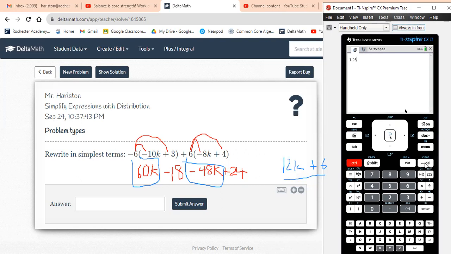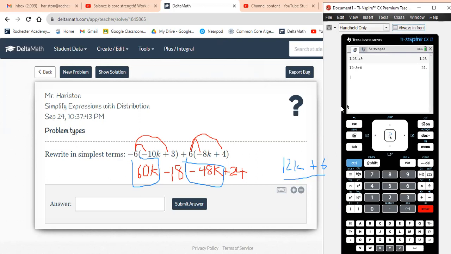So I press Control and then the variable key, and then I press K, press enter. Now, all I'm going to do is I'm going to key this in. So 12K plus 6, and I press enter. And I get 21. Now, all I need to do to make sure that's right is type in the original expression as it is, and it should be equal to 21. If it's not, that means that I've made a mistake. If it is, then that means I'm pretty certain that this is right.